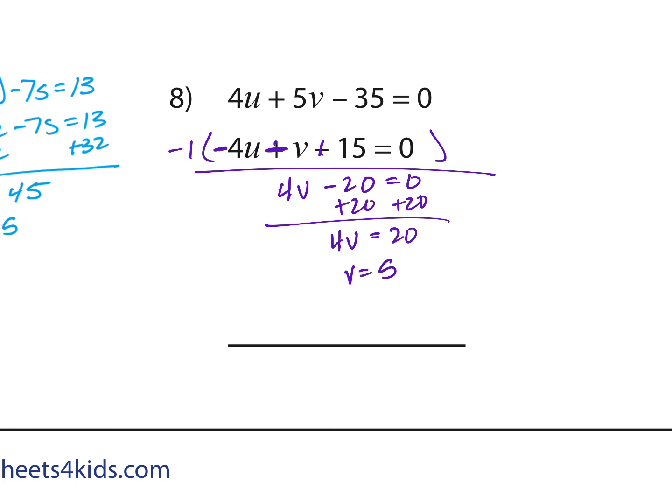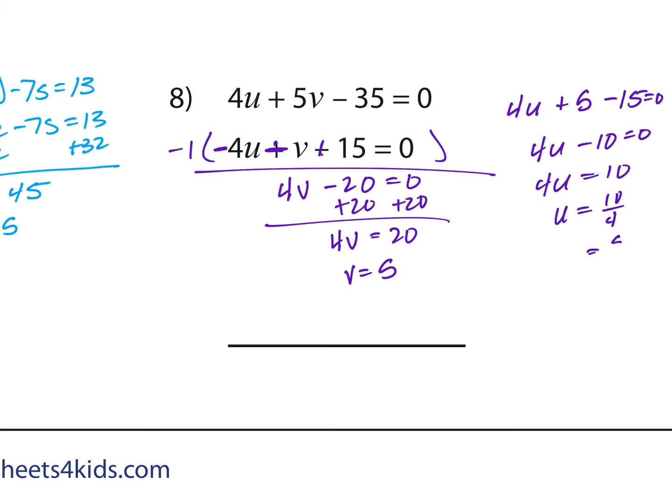Pick an equation. 4u plus 5 minus 15 equals 0. 4u minus 10 equals 0. 4u equals 10. U equals 10 fourths or 5 halves. UV. So 5 halves and 5, unless I did something wrong. That's what it looks like.